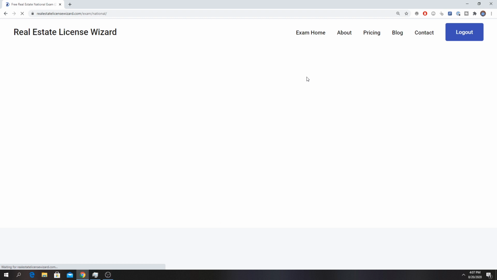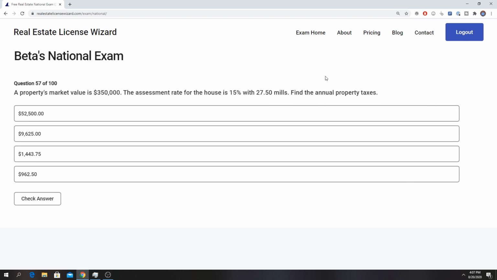All right, next question. 57. A property's market value is $350,000. The assessment rate for the house is 15% with 27.50 mils. Find the annual property taxes. All right. Guess what, guys? We finally hit a math question.